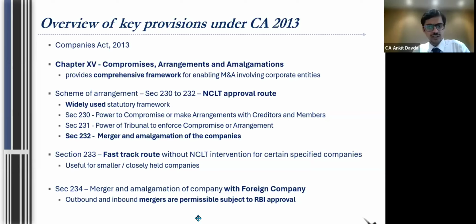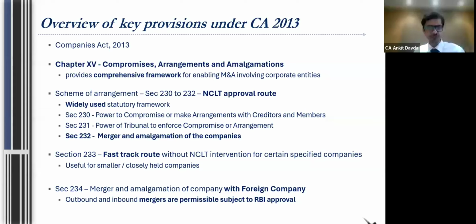Section 233 opens with the language "notwithstanding anything in Section 232, 232 of the Companies Act, companies can do certain things", so Section 233 is a code in itself. Section 234, which deals with merger of a company with a foreign company, won't be possible under it. For example, under Section 233, a holding company and its subsidiary company can merge through the fast track route because those are eligible companies.